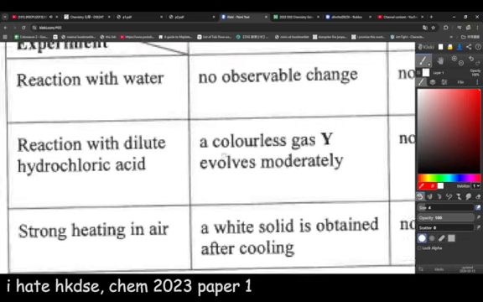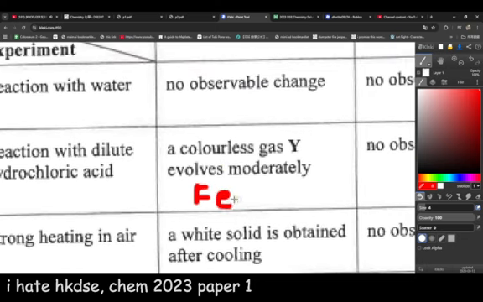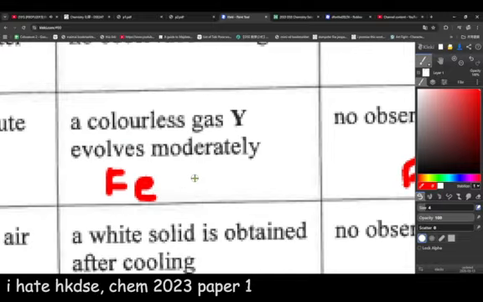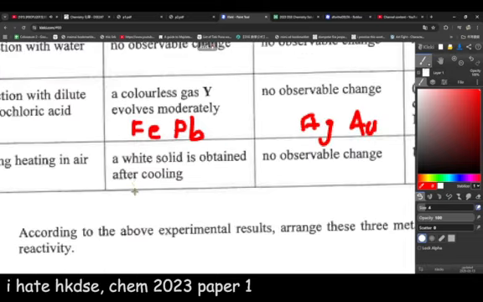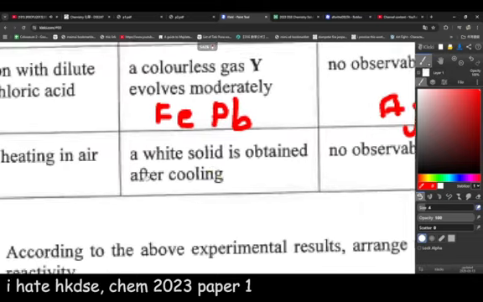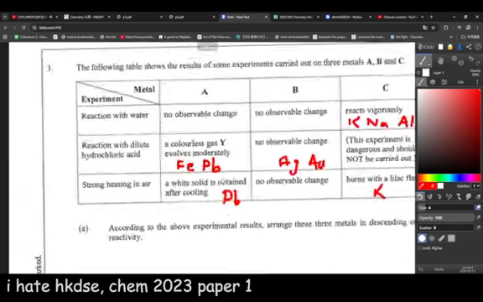And Fe, Cu, well, no, not Cu. Cu doesn't react with acid. That's a memorization thing again. Lead. I don't know any of these. Oh, no. White solids obtained after cooling. That's lead. My bad. Okay.